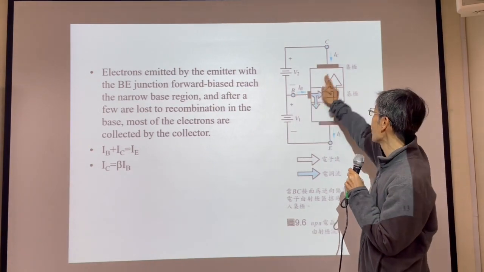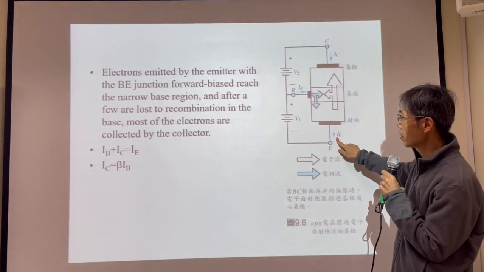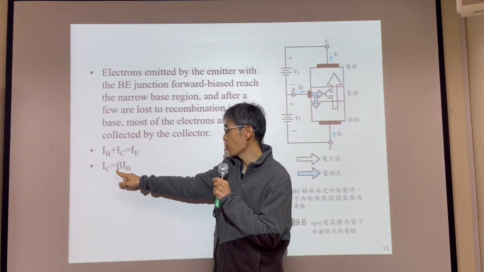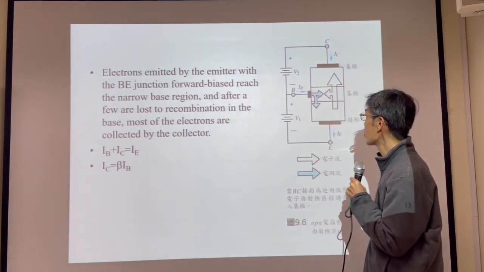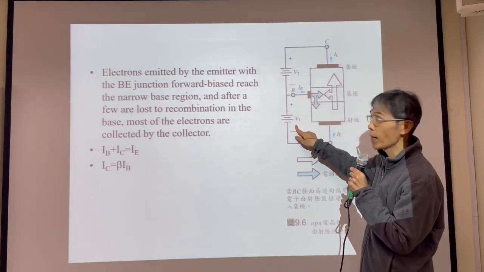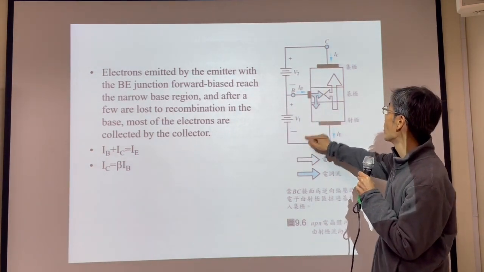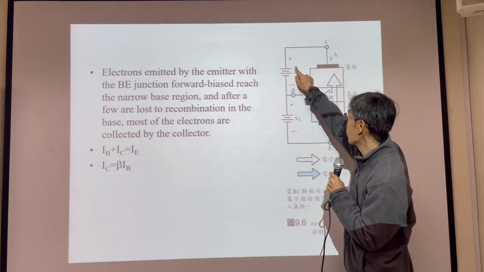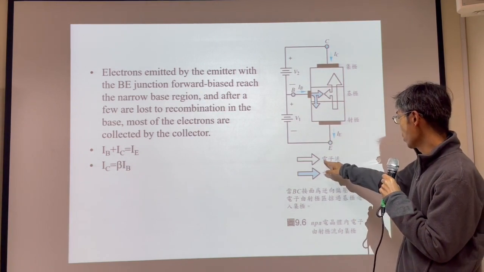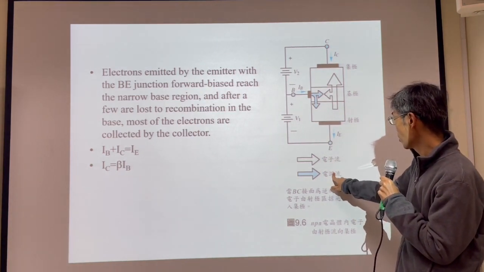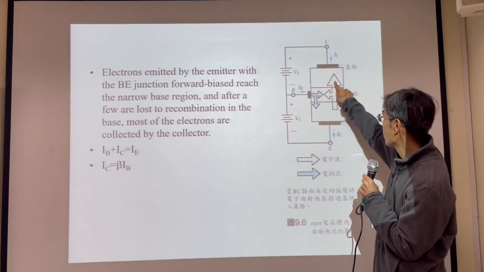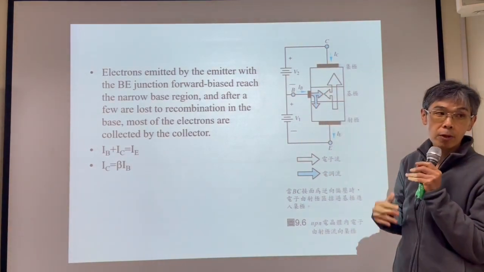So IB plus IC equals IE here. IC, the collector current, equals beta IB. So this is, say, BE, we have a positive potential, and CB positive potential. So this means the current is this. This is the current direction. This is the electron direction. They are opposite to each other.